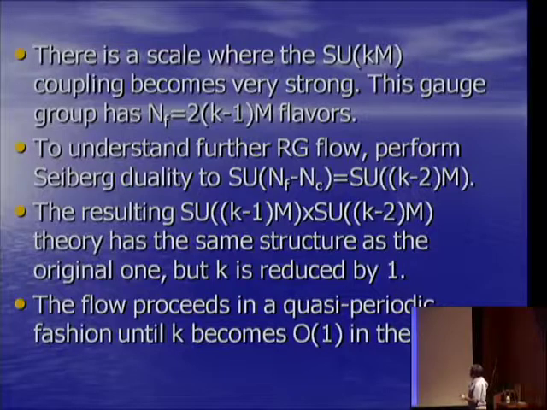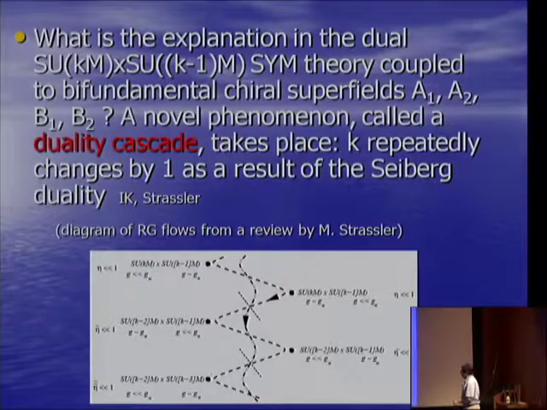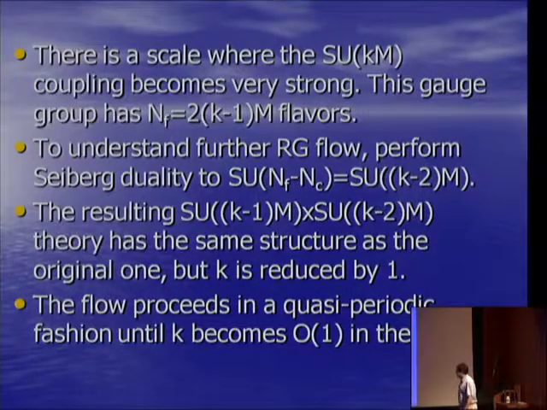The reason it's so is because the number of flavors at each step is carefully arranged to be related to the number of colors. So SU(N_f - N_c) is SU((k-2)M), and then the resulting theory has completely the same structure. So you can iterate this kind of flow until you reach the place where k is of order 1. And then something non-perturbative has to happen. There will be some chiral symmetry breaking. And far in the infrared, the theory very much resembles N=1 supersymmetric gluodynamics, but with somewhat exotic matter content.